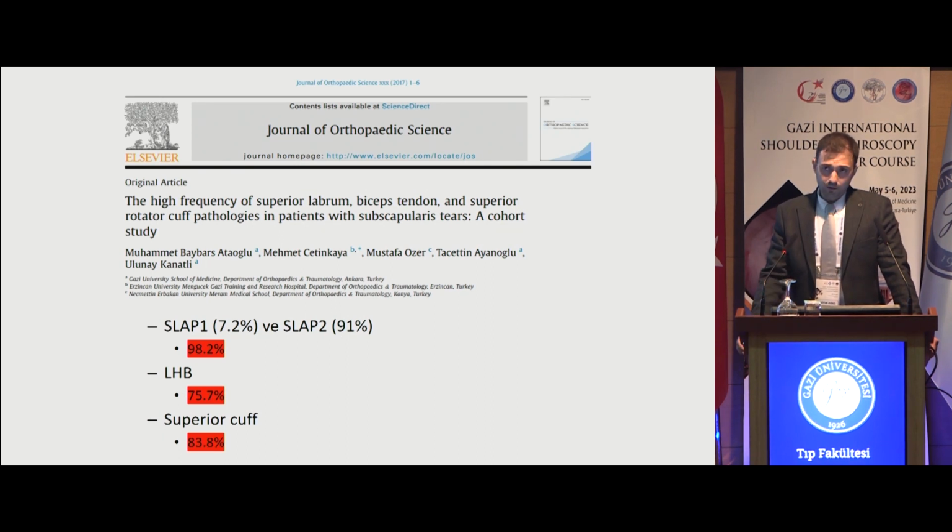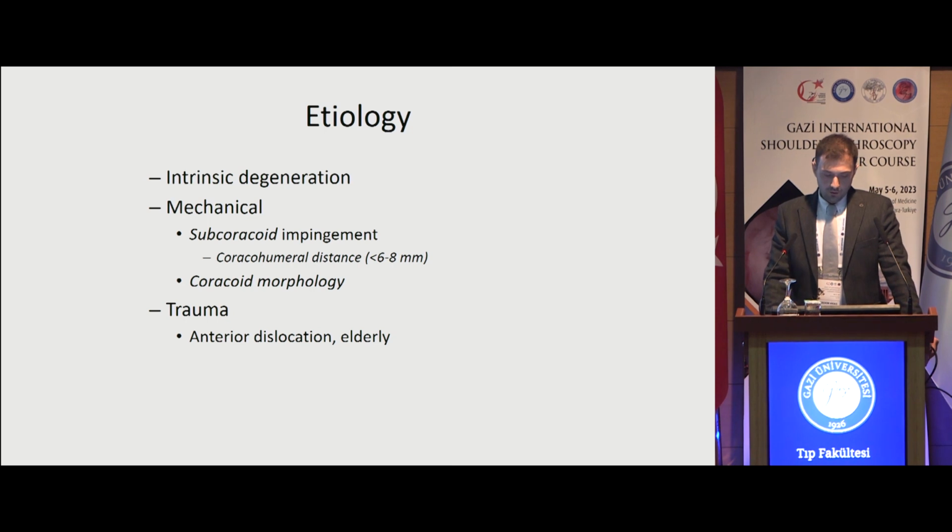A team led by Ulunay Kanatlı from Gazi published the accompanying ratios of these lesions. They found that almost all of the subscapularis tears had SLAP lesions, and more than three-fourths of these tears were accompanied by long head of the biceps tendon pathology and superior cuff pathologies. Etiology is not that clear actually. It is thought to be similar to other cuff pathologies, which is intrinsic degeneration causing most of the problems.